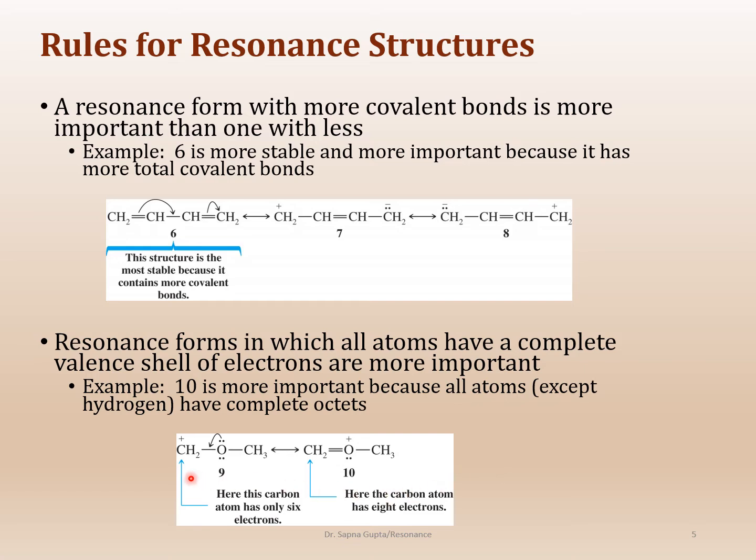And in this case over here, carbon is not a very happy camper, but in this structure number 10, carbon is happier. Okay, and so it's really important that all atoms be more stable. Oxygen is still stable over here and it is stable here also, but carbon was not stable in 9, but carbon is more stable in 10 because of the octet.